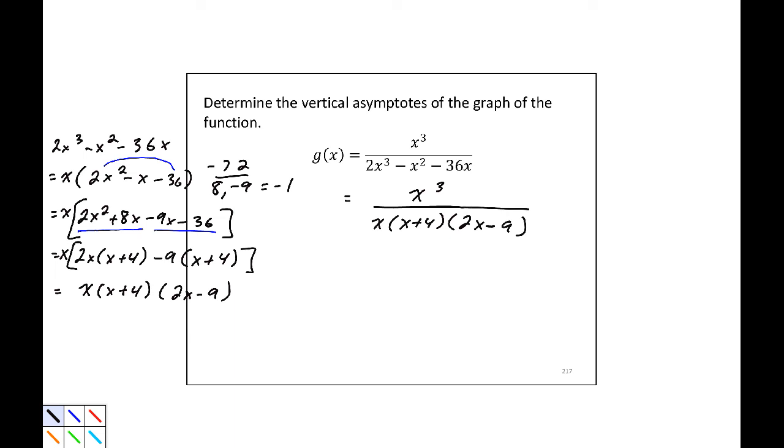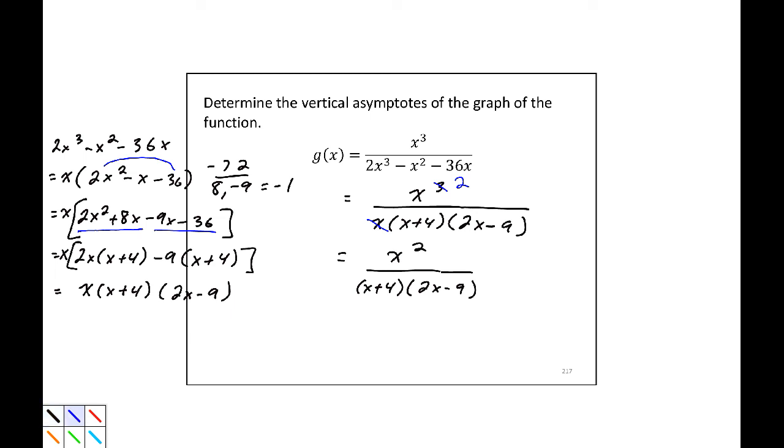The next thing we'd want to do is cancel any factors that we can. Any factors we cancel actually tell us where holes exist, where removable discontinuities exist. So here I can actually cancel by a factor of x, so that g of x is x squared over x plus 4 quantity times 2x minus 9 quantity. All that's the denominator, both factors. And now we set the denominator equal to 0, each of these.